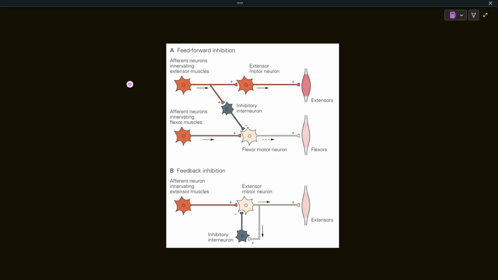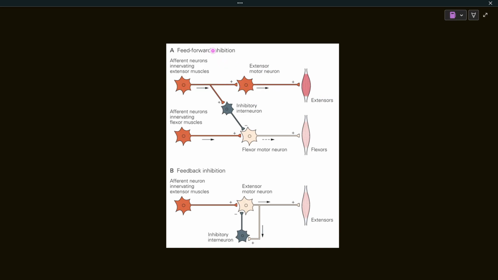Okay, so the normal route of information is that afferent neurons will carry the information from the peripheral part of the body to the central part of the body, and they are going to activate the extensor motor neuron, and that extensor motor neuron is going to give the motor output to the extensor muscle, and now the extensor muscle will contract and the extension will happen. Okay, so this flow of information is very clear.